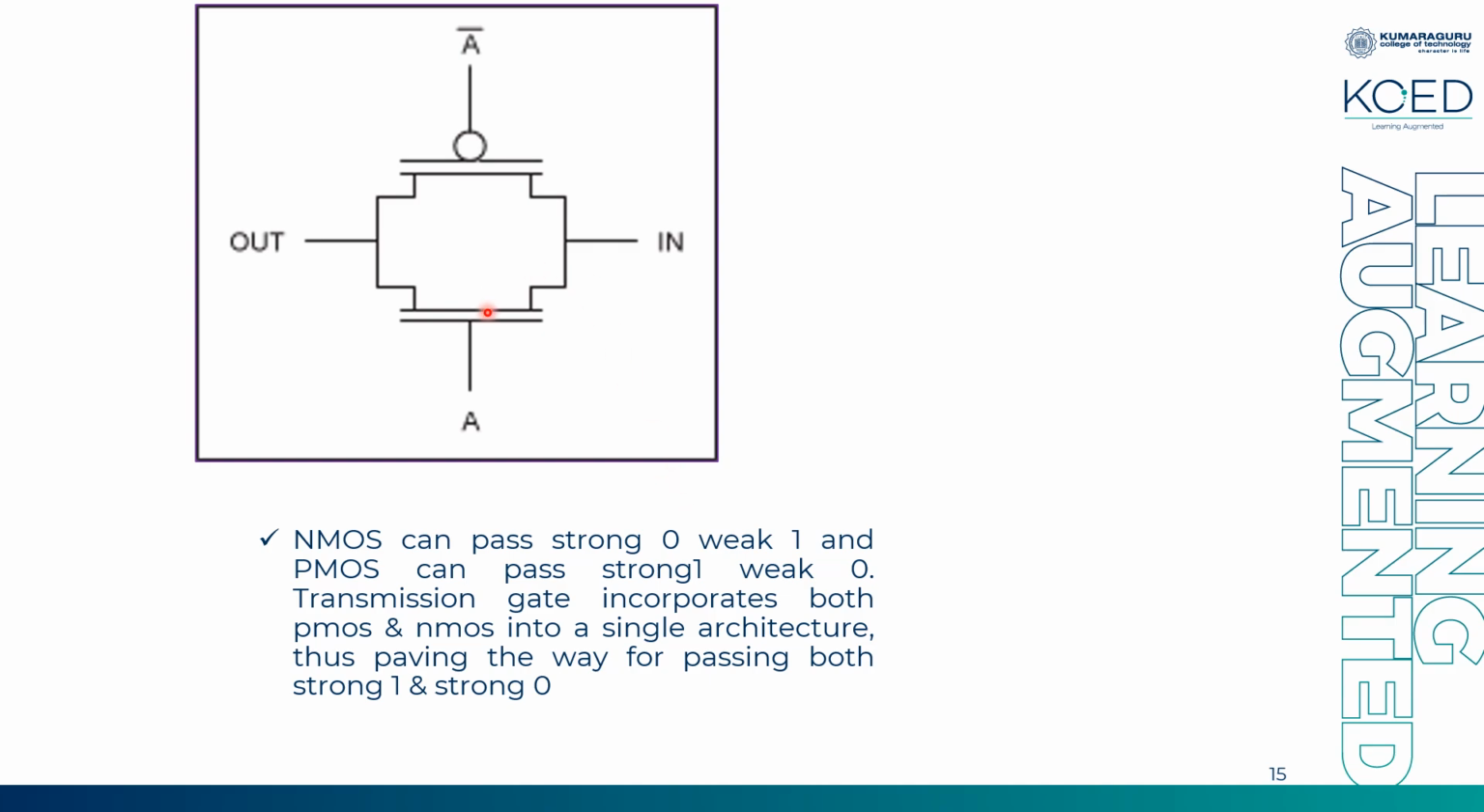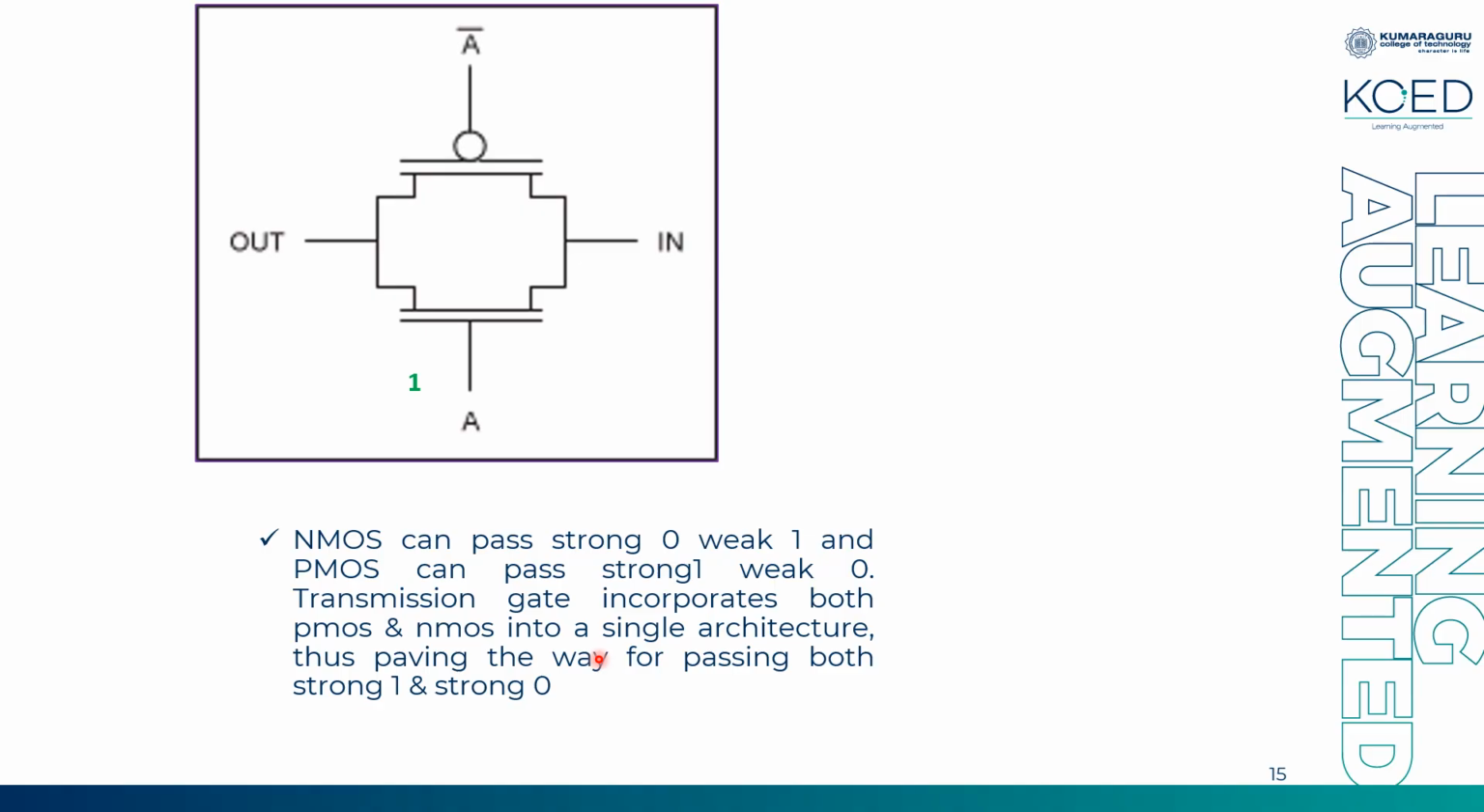But in case of transmission gate logic, you incorporate both NMOS and PMOS in a single circuit. So my entire transmission gate logic can pass both a good 0 and a good 1, that is, strong 0 and strong 1, because I have both PMOS and NMOS in the same circuit.